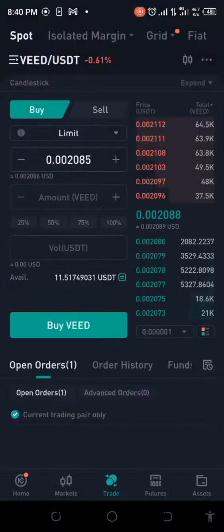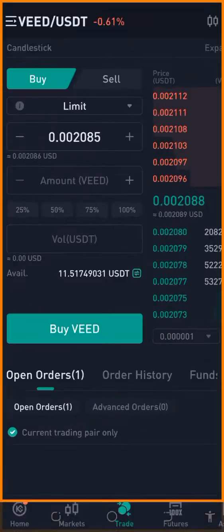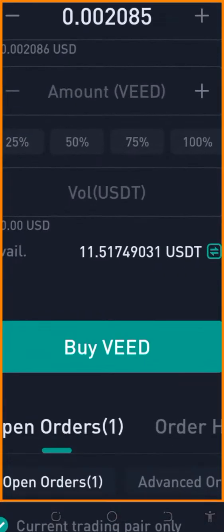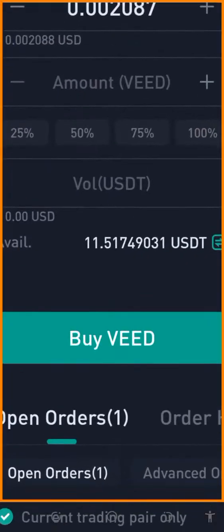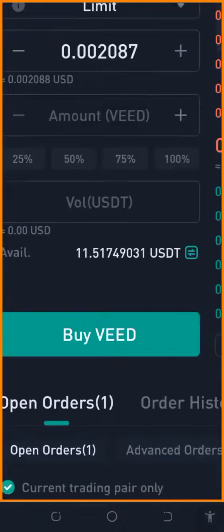Okay, so I've put in my verifications and let's see how it went. We have 11.51. Actually, we should have gotten more, but as you can see, the price has been fluctuating up and down. We were able to sell it at 0.002085. That's how much we sold it. Now it changed to 87. It will keep on going up and down, right? The truth of the matter is, we started out this trade with 11.47.